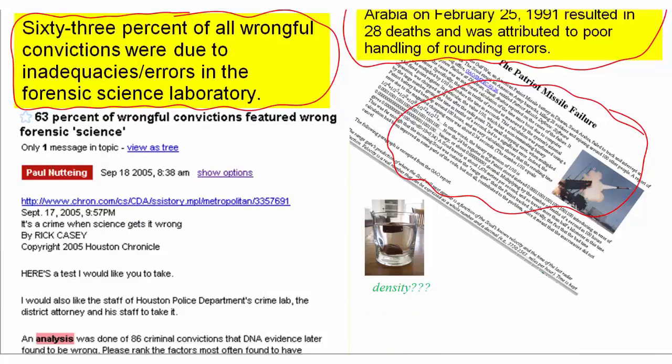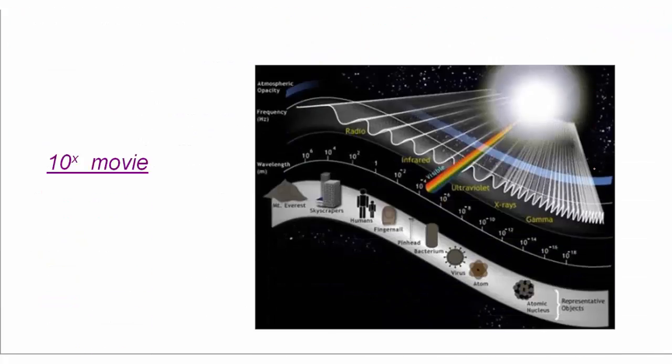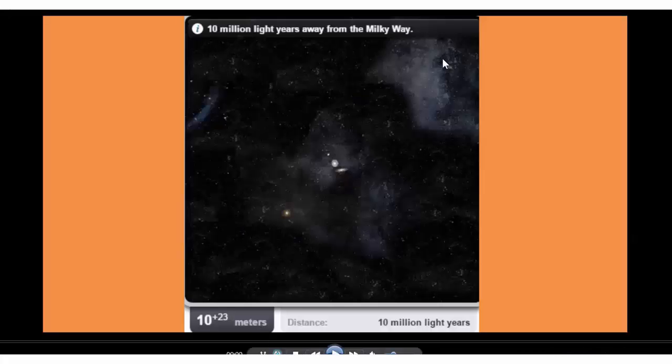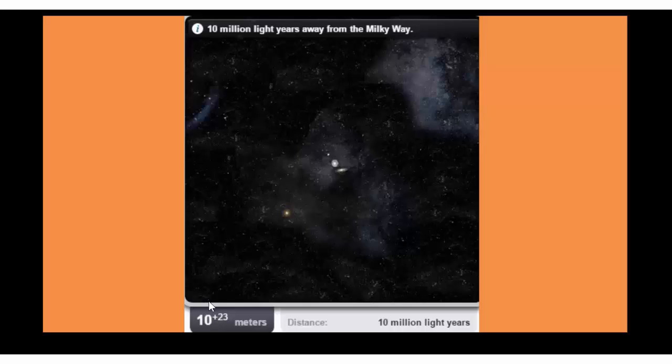Now, to help us out, we are going to write our numbers in scientific notation. In the scientific notation, we're going to be using powers of 10. And this little movie might give you a feel for what different powers of 10 actually mean. We are going to start with an image that is 10 million light years away from our own Milky Way galaxy. And notice that's 10 to the positive 23 meters away from Earth, from the surface of the Earth.